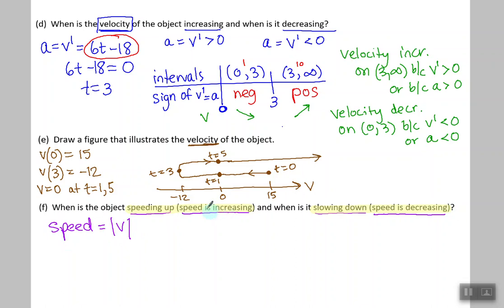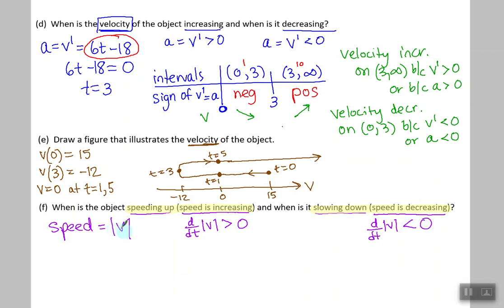Remember, when a function is increasing, the derivative of that function, I'm going to write that as d/dt of the absolute value of v, is positive. When a function is decreasing, that's when its derivative, so the derivative of the speed, d/dt of the absolute value of the velocity, is less than 0.